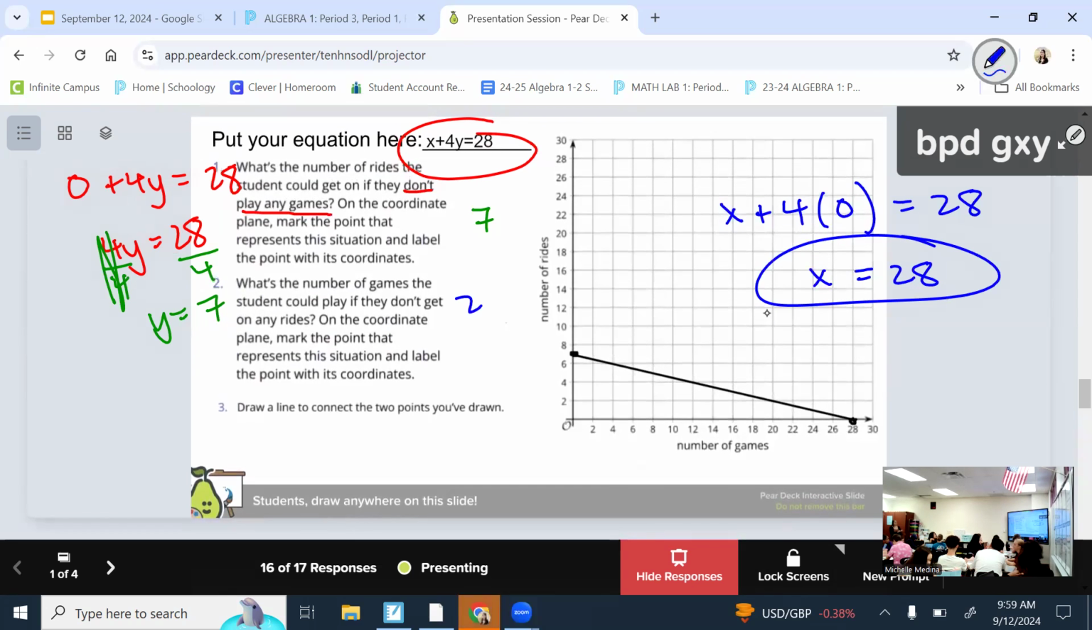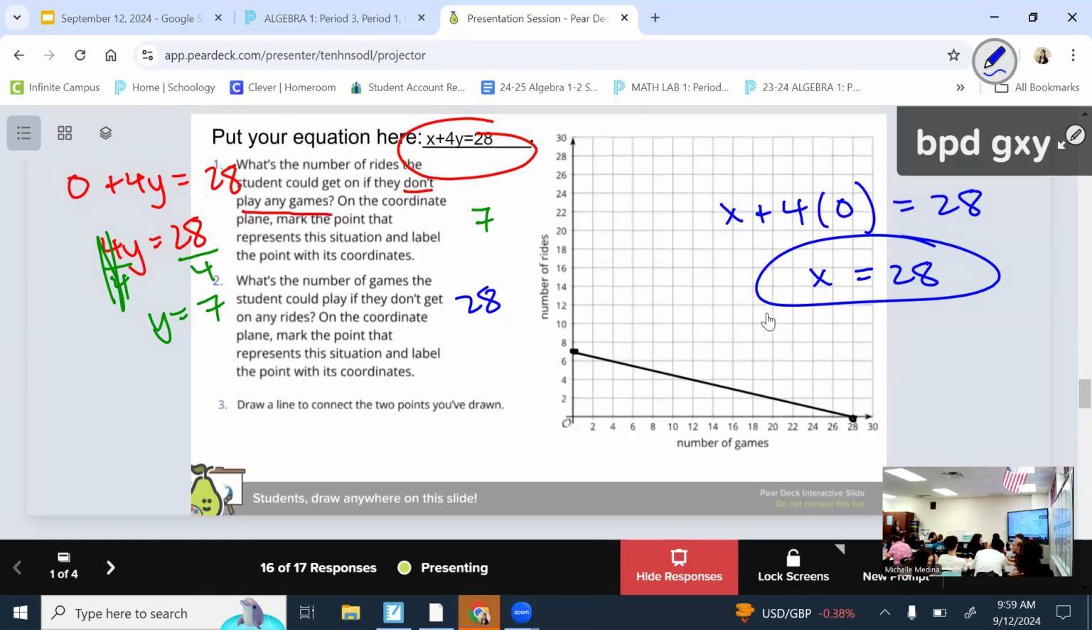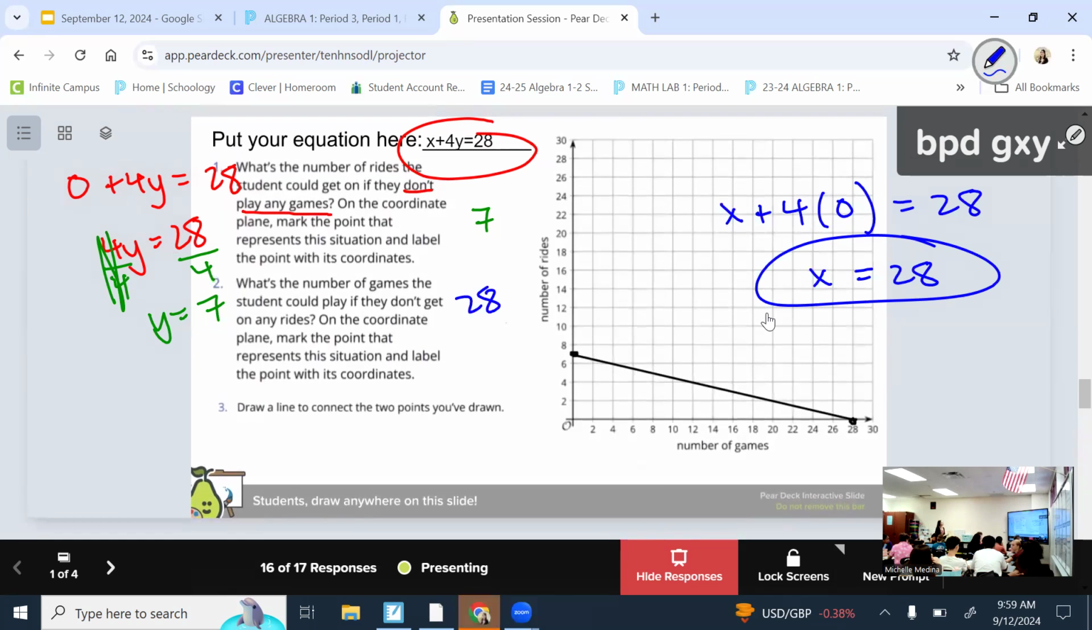That one says I could play 28 games when I go on 0 rides, and that is marked correctly. And they did draw a line, good job. Good, any questions?